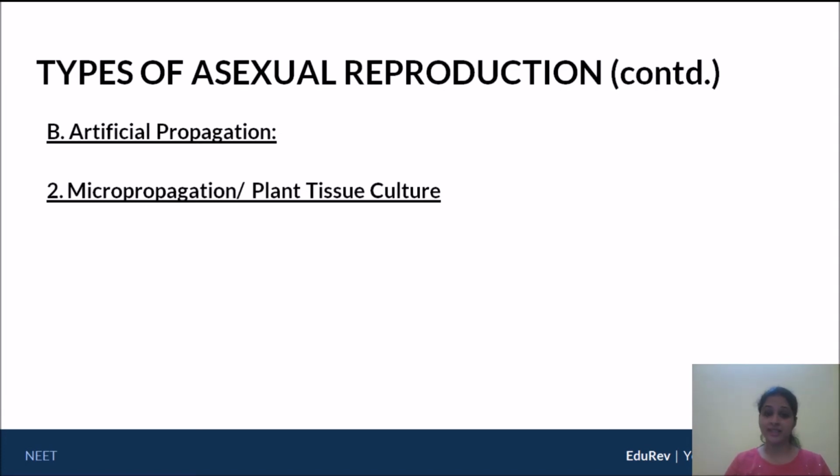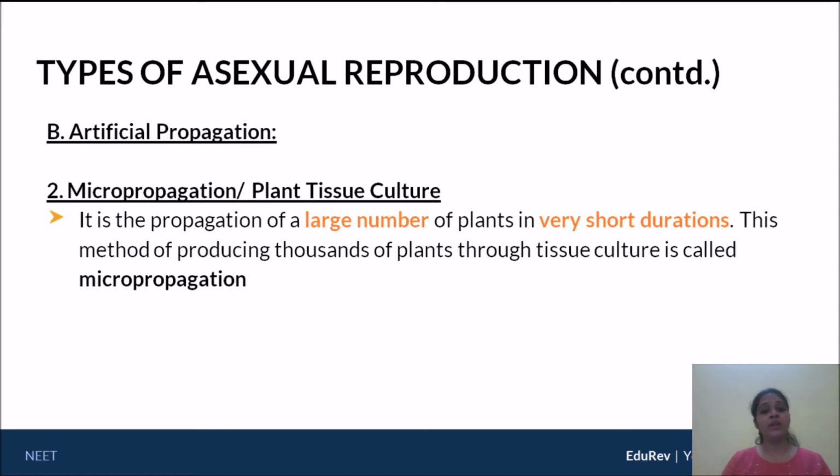Now, how is this really done? Let's go to the definition first. It is the propagation of a large number of plants during a very short period. If I try to cultivate a plant, it's going to take me a lot of time because of the growing season. But with micropropagation, I'm able to have extensive cultivation very, very quickly. So, a large number of plants in a short duration. This method of producing thousands of plants using tissue culture is called micropropagation.